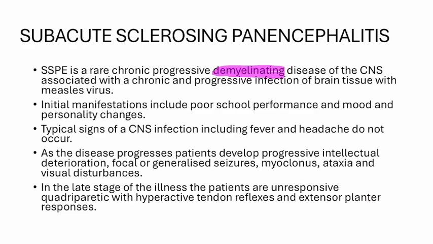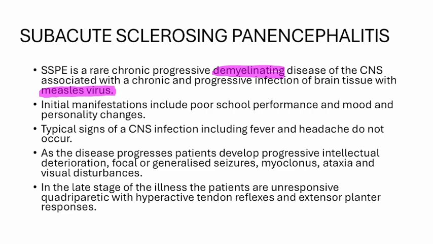Associated with the chronic and progressive infection of brain tissue with the measles virus. It will continue to create some underlying chronic inflammation for a very long period of time, right? The latent period is almost 20 years in some cases. Means for 20 long years the measles virus will continue to damage the CNS. Which part of CNS? The white matter.